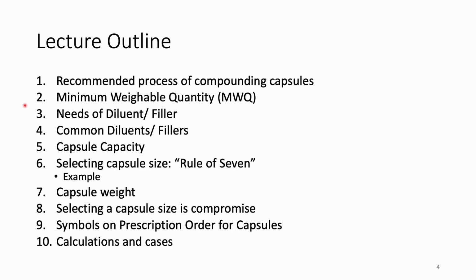In order to facilitate you with the big picture, here's the lecture outline. First, we will learn about the recommended process of compounding capsules. 2. Minimum weighable quantity. 3. Needs of diluent or filler. 4. Common diluents or fillers. 5. Capsule capacity. 6. Selecting capsule size. Rule of 7. You will learn some examples about selecting capsule size using the rule of 7. Then capsule weight. Selecting a capsule size is a compromise. Symbols on prescription orders for capsules and calculations in cases.